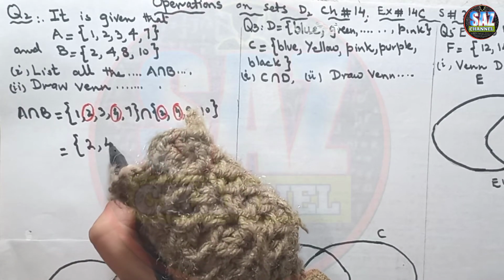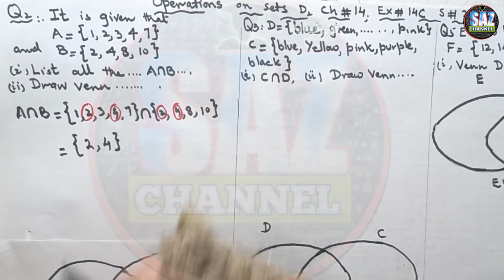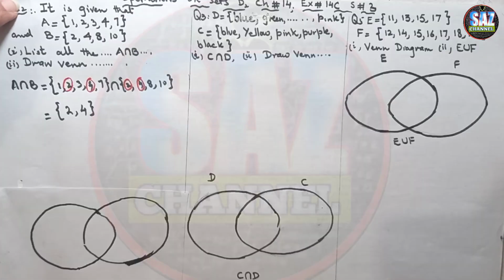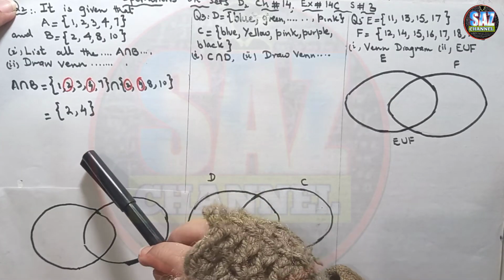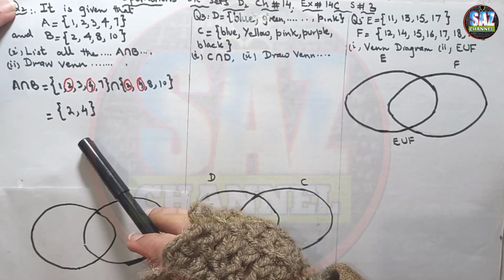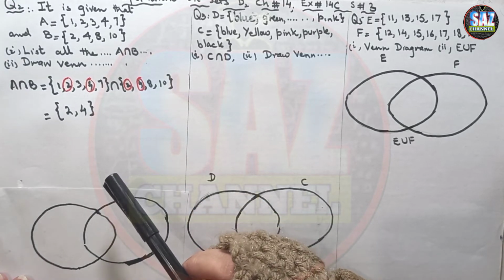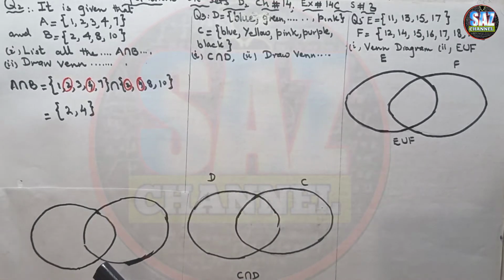And now we have to draw the Venn diagram as well to represent this situation. If we look at both the sets, we can see that in both the sets some of the elements are common and the rest, both the sets are having different elements. So this is the situation of overlapping condition.